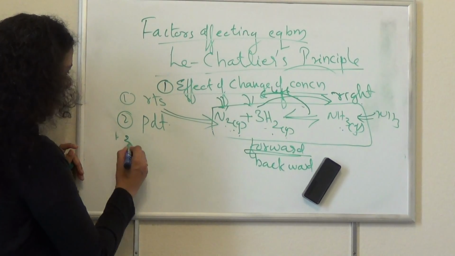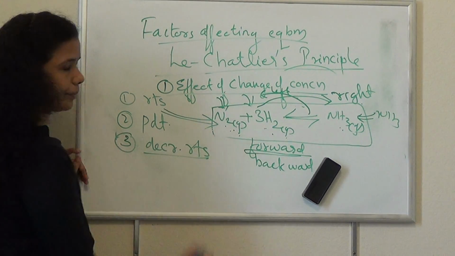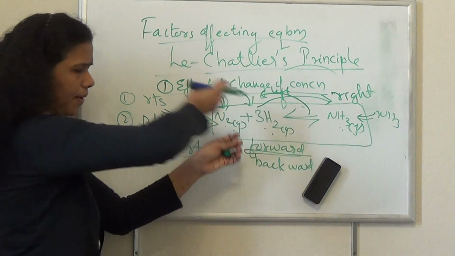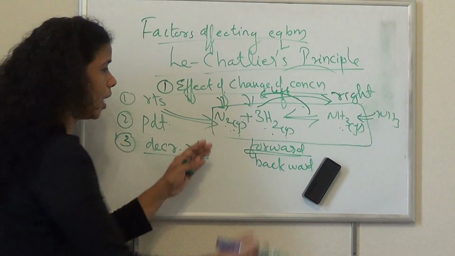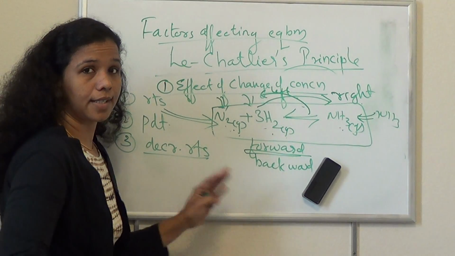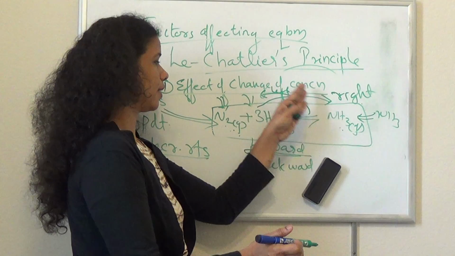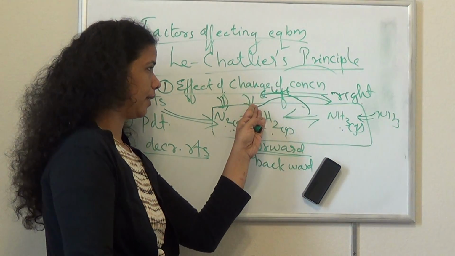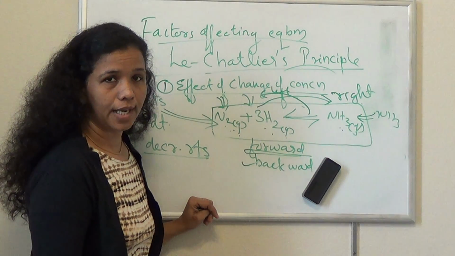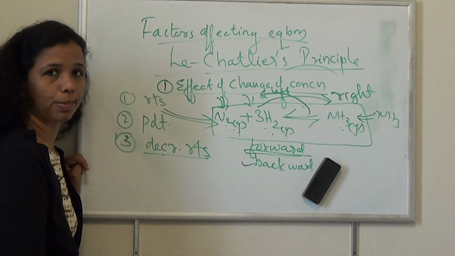Then third condition, if we decrease the concentration of reactants, we are taking some amount of nitrogen gas and hydrogen gas from the equilibrium mixture. What happens? Concentration of reactants suddenly decreases. It will lose the equilibrium. Then the system will try to nullify that change by shifting left. That is, what type of reaction takes place? Backward reaction. So if we decrease the concentration of reactants, backward reaction takes place.